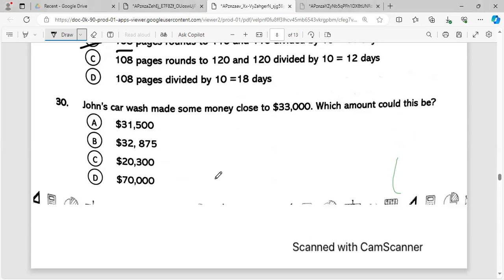All right, go for 30 now. Let's go. Okay, Aiden, I know you asked for one, Aiden. I want to know 33,000. Which amount could this be?